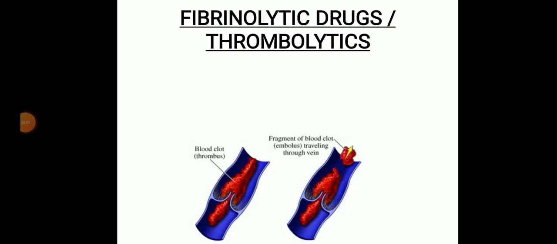Our next topic is fibrinolytics or thrombolytics. From the name itself, it is clear. Fibrin is what forms the clot. So fibrinolytic means which lyses the clot or breaks the fibrin. Thrombolytic: thrombus is another term used for the clot which is formed within the blood vessels. So thrombolytic means which lyses the thrombus or dissolves the thrombus or the blood clot within the blood vessel.